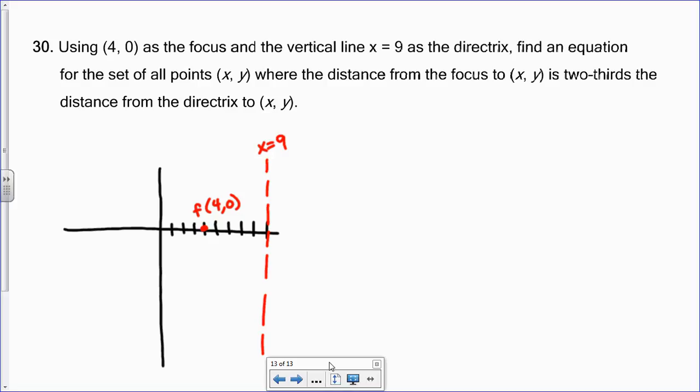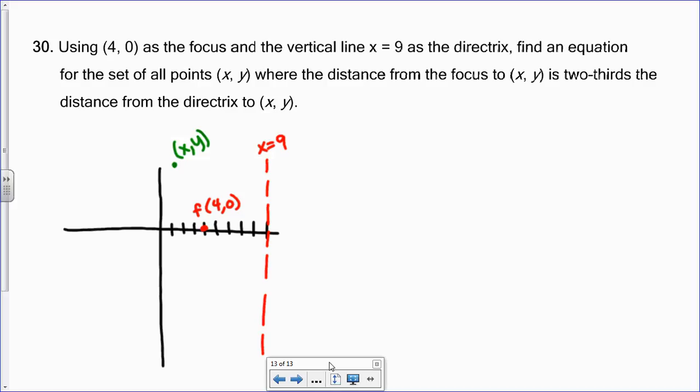Okay, so it says find an equation for the set of all points. That's like finding the equation of a parabola. The distance from the focus to xy, so I have to place xy somewhere. I know it opens left, so I'll just put xy over here. Again, you could place it anywhere, even over to the right. It doesn't really matter where you put it. Even though that won't be a point over there, all you need is an xy somewhere to help you write the equation.